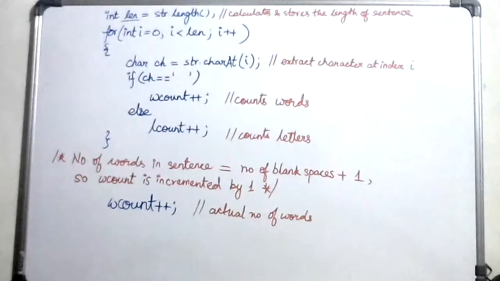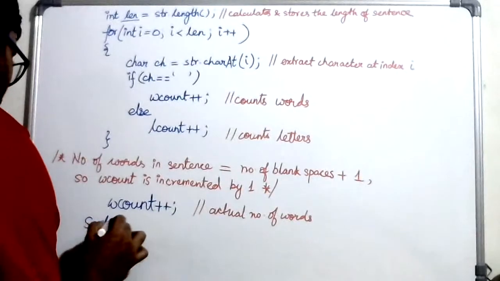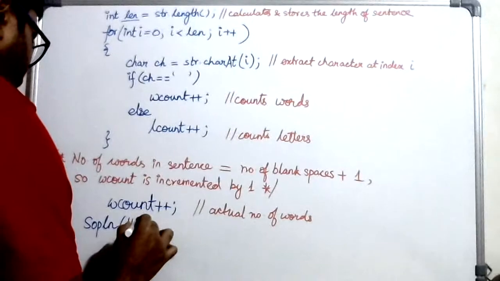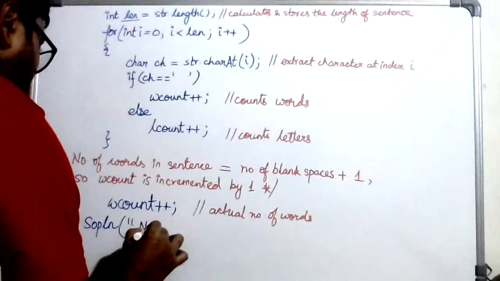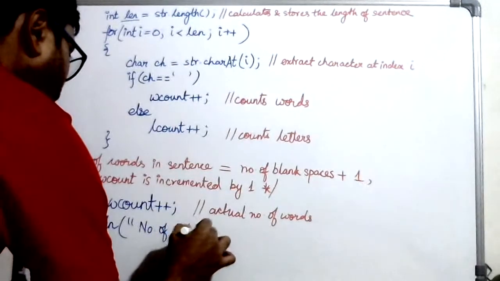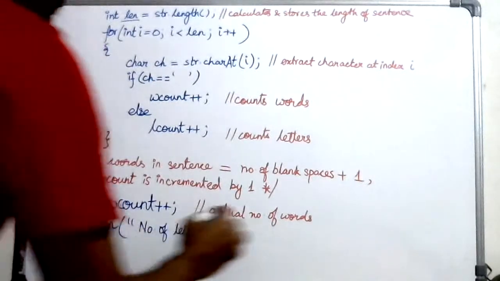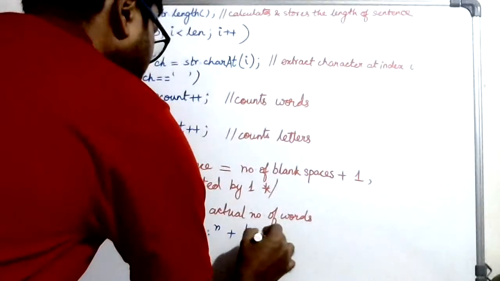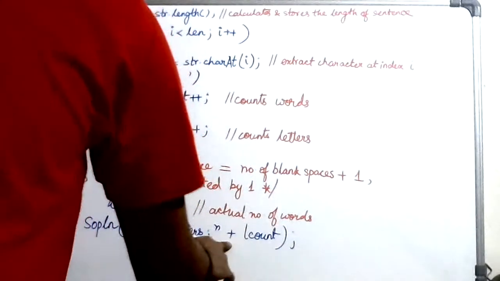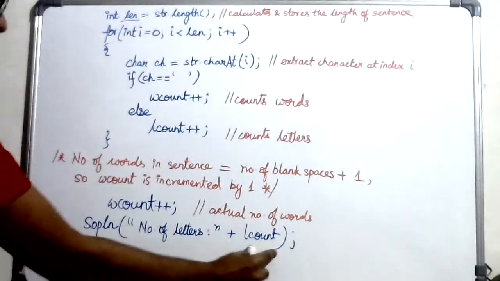So SOPLN "number of letters" plus the value of L count. So this plus is nothing but concatenating the two values. One is this and one is this.